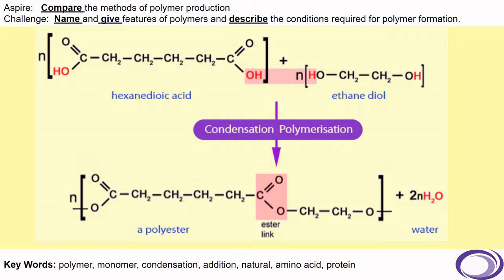molecules. Now, if we had N amounts of hexanedioic acid and ethane diol, we would get 2N water molecules, because each side of that molecule will form a water molecule.